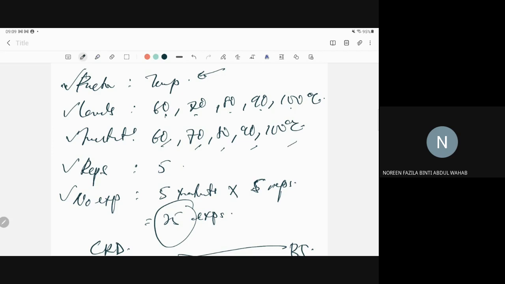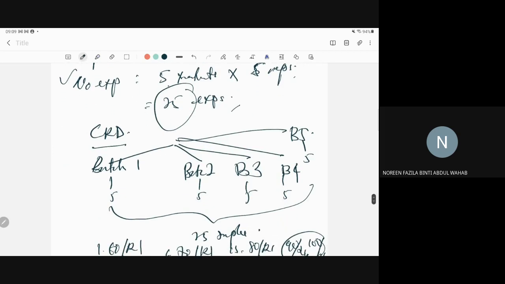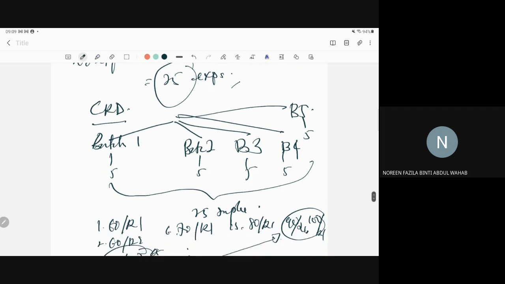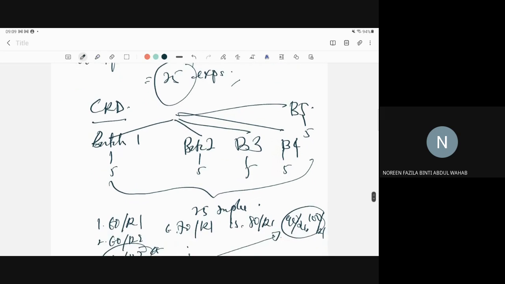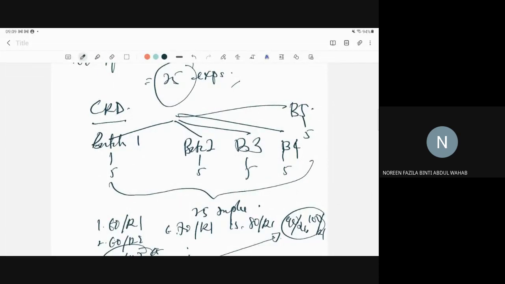So the replications have to be at least 3. In food science, usually it is 3. 2 usually is not enough. In this case, we decided to go for 5, so it is still allowed. So the number of experiments will be 5 treatments times 5 reps, so there will be 25 experiments. So how do we do it? That is the design of an experiment. How do we impart our treatments onto our samples? That will determine the design of an experiment.